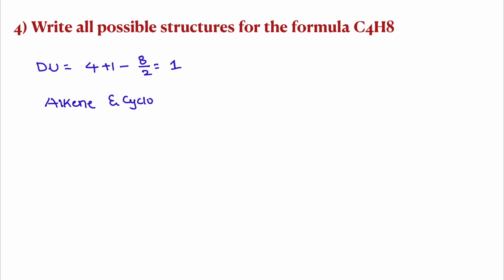Here the molecular formula given is C4H8. Same pattern I am following. First I am going to find the degree of unsaturation: number of carbon atoms plus 1 minus number of hydrogen atoms by 2. Degree of unsaturation is 1. The possible structures for C4H8 with degree of unsaturation 1: the first possibility, alkene structures are possible. Cycloalkanes are also possible. First, let us write the alkene structures.